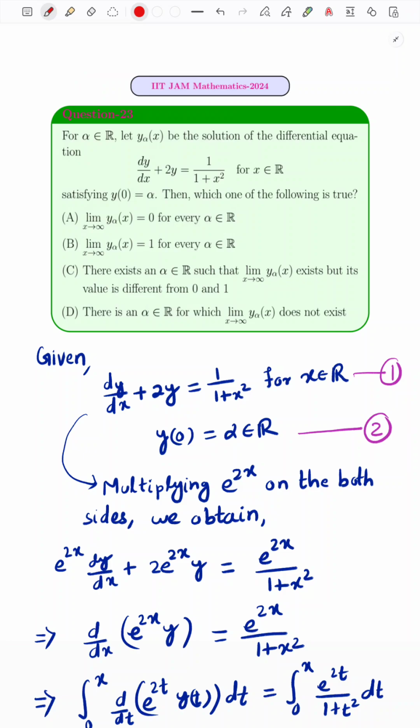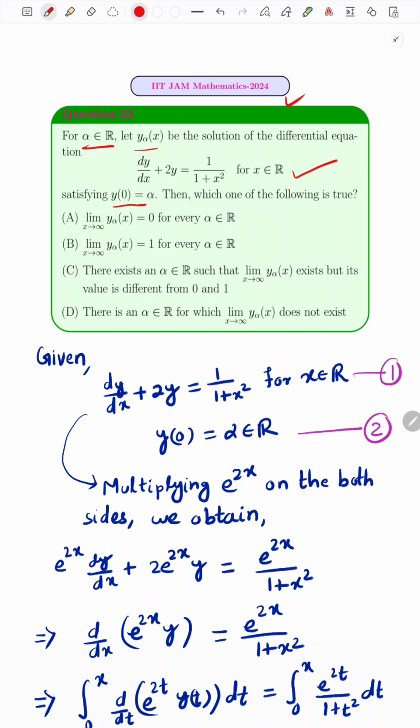In today's discussion, we discuss a very interesting question from the IIT JAM Mathematics 2024. Okay, and this question is from the analysis of ordinary differential equation part. Here in this question, given that alpha belongs to R, means alpha is a real number, and y alpha is a solution of this first order differential equation with the initial condition y of 0 is equal to alpha.